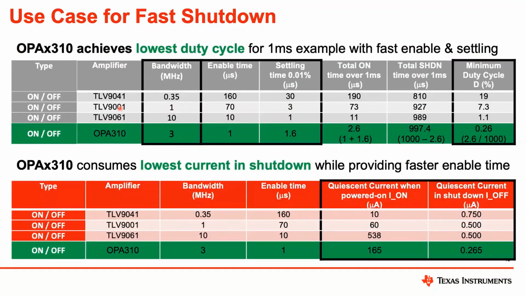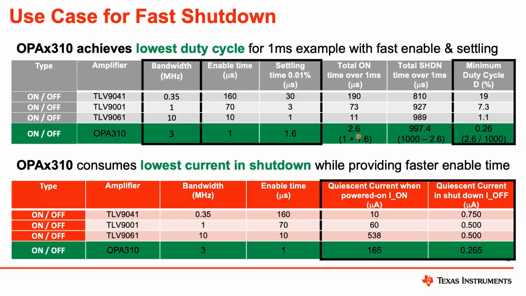So now, talking about duty cycling the amplifiers, we have different choices. I have listed 3 amplifiers with 3 different bandwidths along with OPA310. When you are duty cycling the amplifier, the most important thing you have to worry about is keeping the on time of the amplifier as low as possible. The on time of the amplifier is the summation of the amplifier enable time from shutdown and the settling time for the ADC to take a proper sample. If you add the two of these times, that's the total on time.